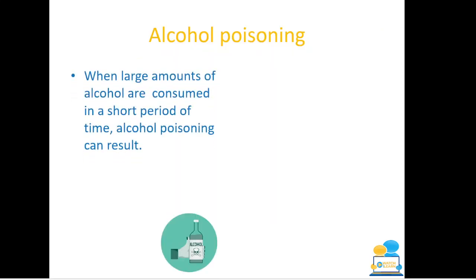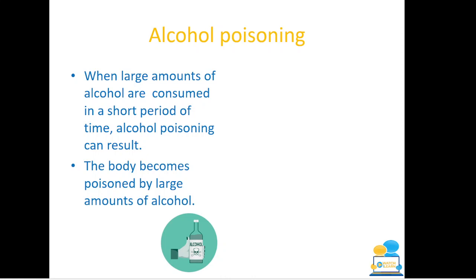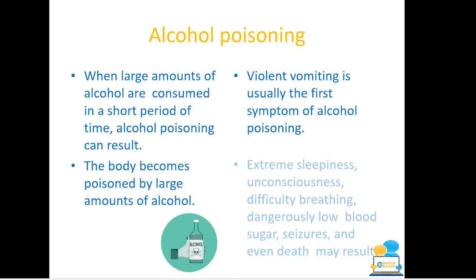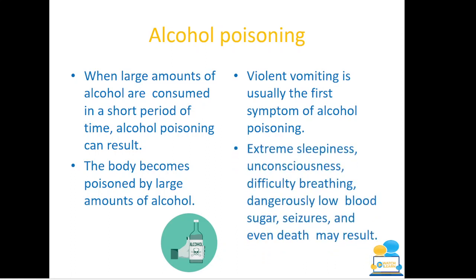So alcohol poisoning, okay? If you drink too much alcohol in a short period of time, your body is going to essentially not know what's happening to it, and it can cause alcohol poisoning, okay? And essentially what happens is you begin to violently vomit, okay? It's not just vomiting, it's really bad, okay? And what you have to do is keep this person awake, because they're going to become sleepy. They could become unconscious, which means they could choke on their own vomit, find it hard to breathe, have dangerously low blood sugars, have seizures, and even death could occur. So what you need to do is ring for an ambulance and stay with them.